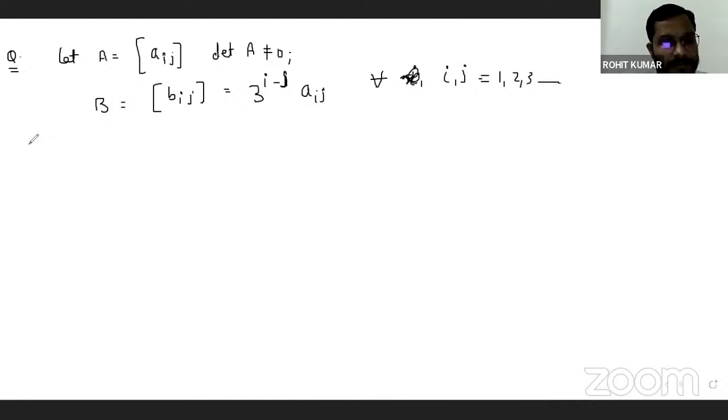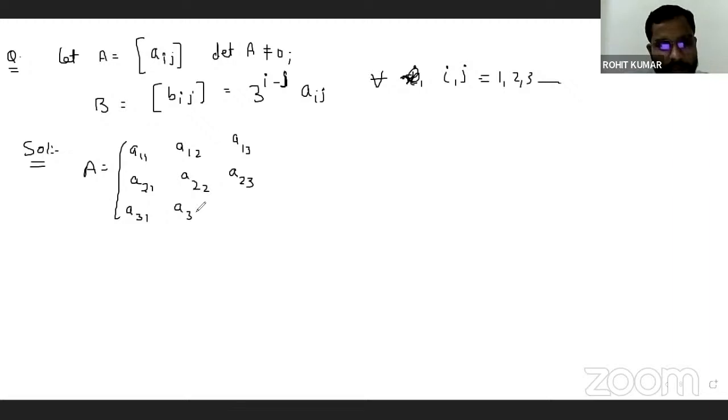So let's try this. Assume a matrix A as A11, A12, A13, then A21, A22, A23, A31, A32, and A33. All right. This is matrix A. Take another matrix B.